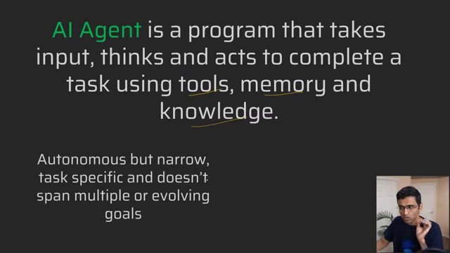Okay, so it is autonomous, but at the same time, the example that we looked at is very narrow and specific. I'm asking, okay, from place A to B, book a flight tomorrow, the cheapest flight. So it's a simple task. It's not that complex. It doesn't involve multi-step reasoning, multi-step planning, and so on.